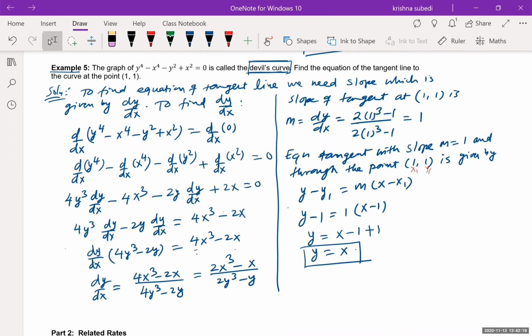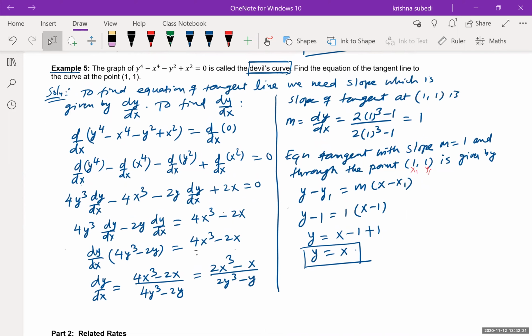All right. So in our next class, we use the same skill, same concept, same method, same idea to solve real world problems, which is what we call related rates.